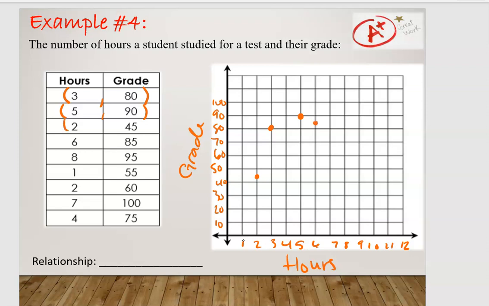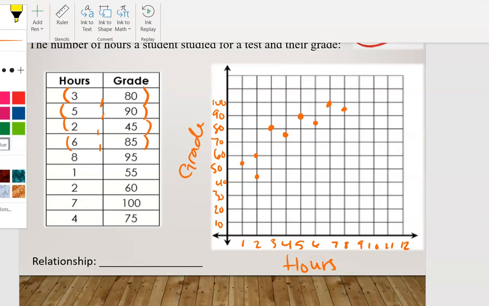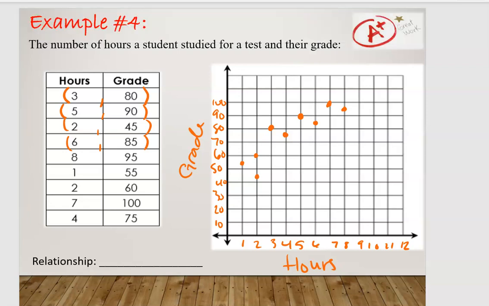And all I'm doing is just plotting these ordered pairs that we have from the data set that we were given. Go ahead and pause here and finish the rest of them. So now we've gone ahead and plotted the rest of the data points that we were given, and we need to use a line of best fit to roughly get an idea of what's going on.